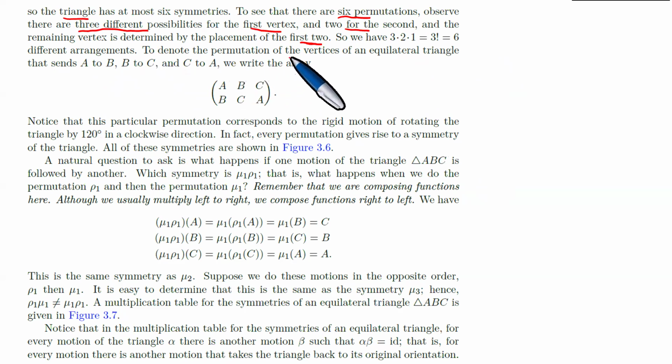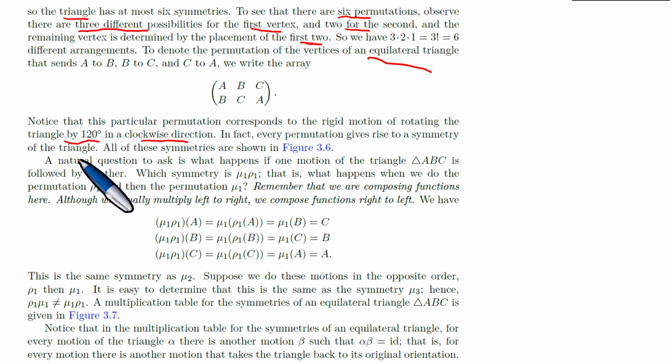To denote the permutation of the vertices of an equilateral triangle that sends A to B, B to C, C to A, we write the array: A to B, B to C, C to A. Notice that this particular permutation corresponds to the rigid motion of rotating the triangle by 120 degrees in a clockwise direction. In fact, every permutation gives rise to a symmetry of the rectangle.